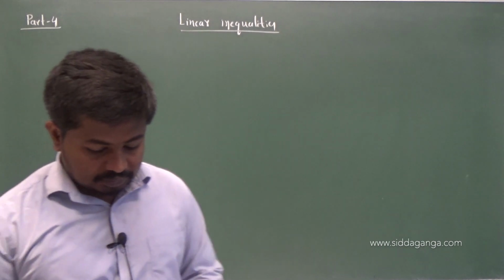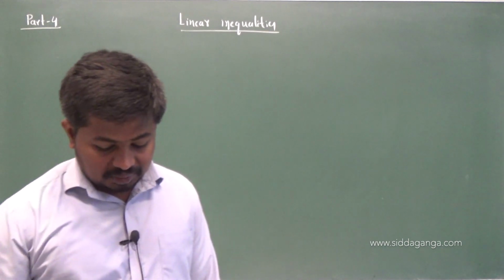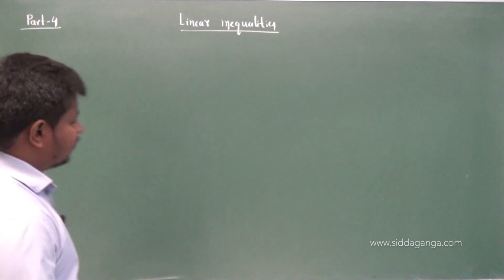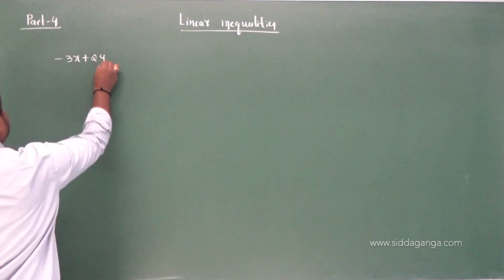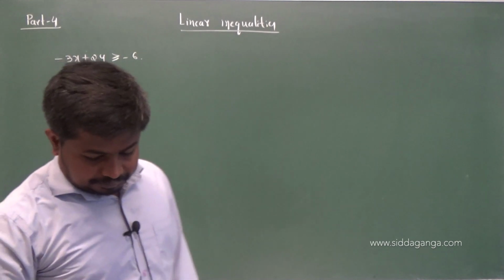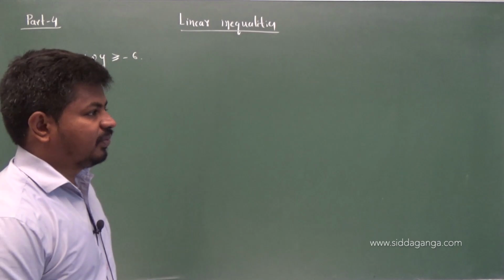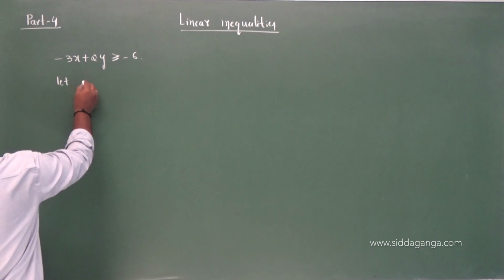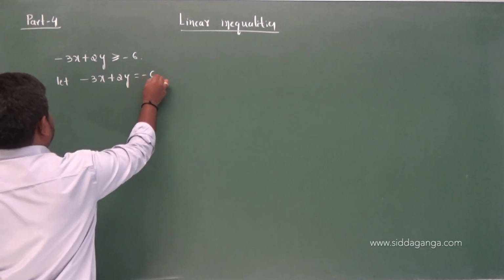Now let's move on to one more inequality, that is minus 3x plus 2y greater than or equal to minus 6. Same as before, consider the line minus 3x plus 2y equal to minus 6.